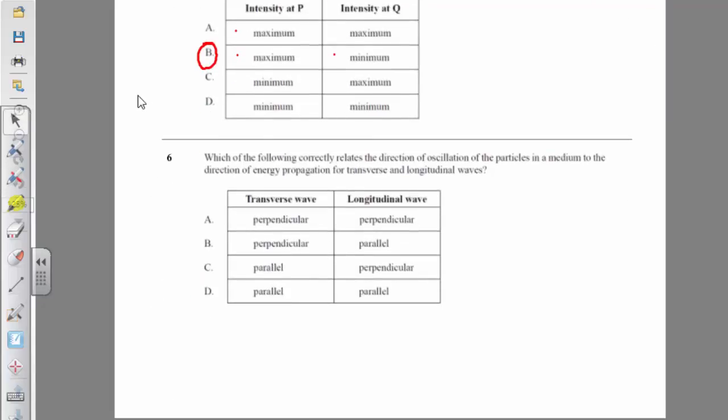Which of the following correctly relates the direction of oscillation of the particles in a medium to the direction of energy propagation for transverse and longitudinal waves? Okay, so in a transverse wave, the direction of oscillation and the energy transfer are perpendicular, so it's got to be one of those two. And in a longitudinal wave, the oscillation of particles are parallel to the direction of energy transfer, so it's got to be B.